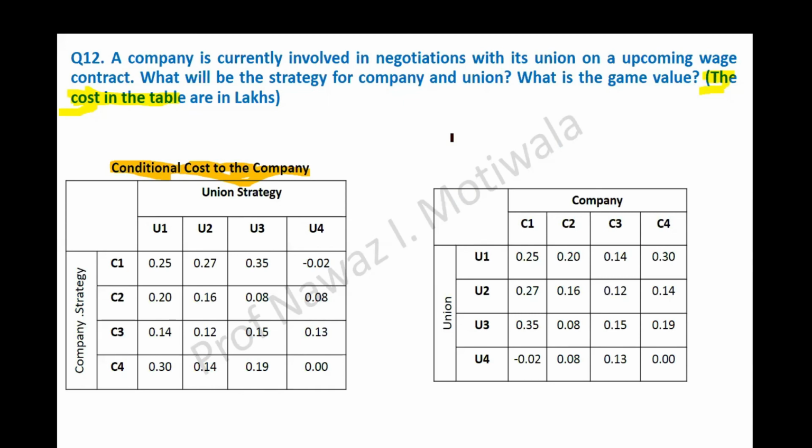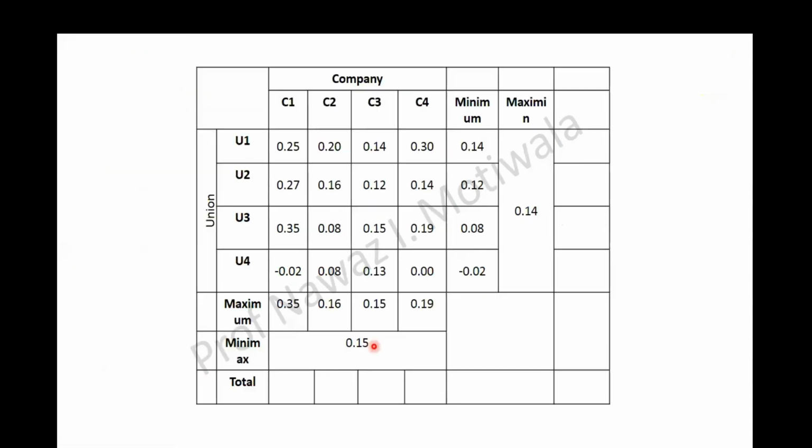So I have changed my matrix, or transposed the given matrix, because the question given to me was in the first part. So I have changed it and now I will apply the principle of dominance. Before applying it, we need to check whether the saddle point exists or not. After doing the calculation, I can see that the minimax is 0.15 and the maximin is 0.14. Hence there is no saddle point. Hence I will go for a mixed strategy.